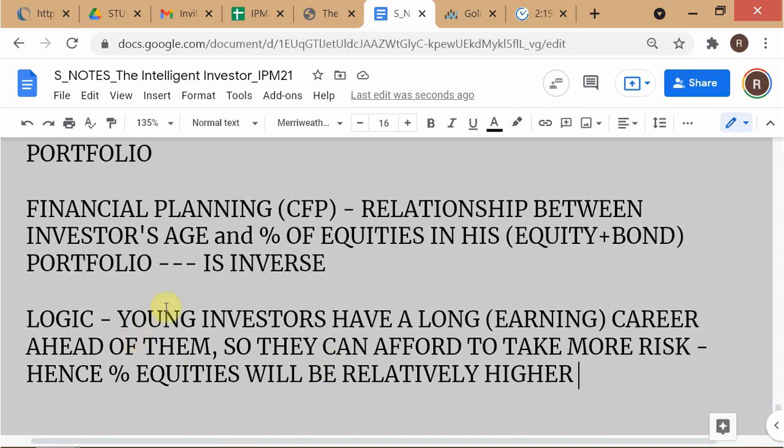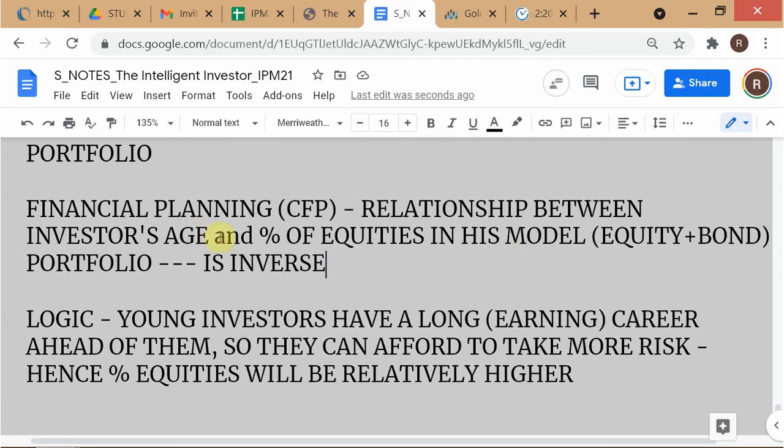So the logic is that young investors with a long earning career don't need to get a good return immediately, so they can afford to take more risk, and there will be a high proportion of equities in their portfolio. That's why I said the relationship is inverse. So if your age is low, the percentage of equities in your model portfolio is high. Model portfolio means an ideal portfolio, like we have model answers.